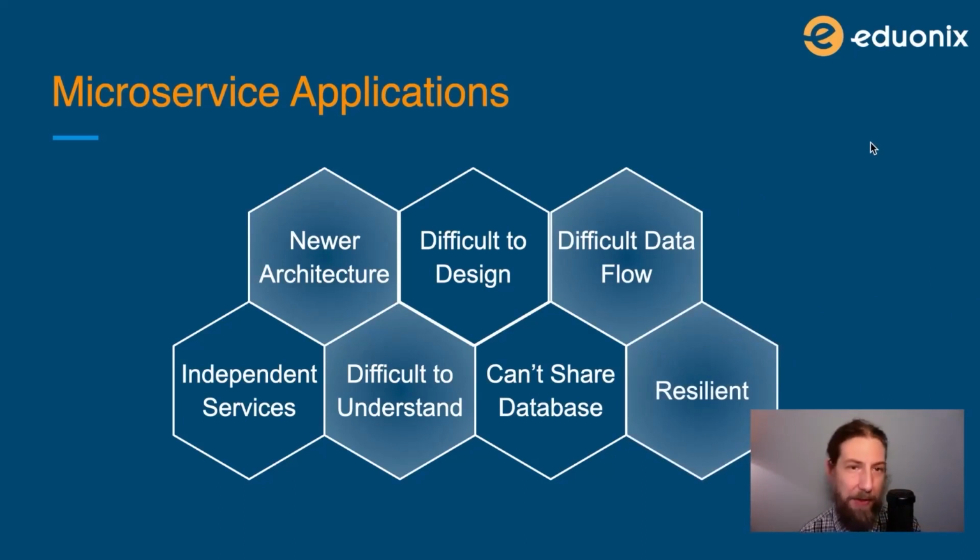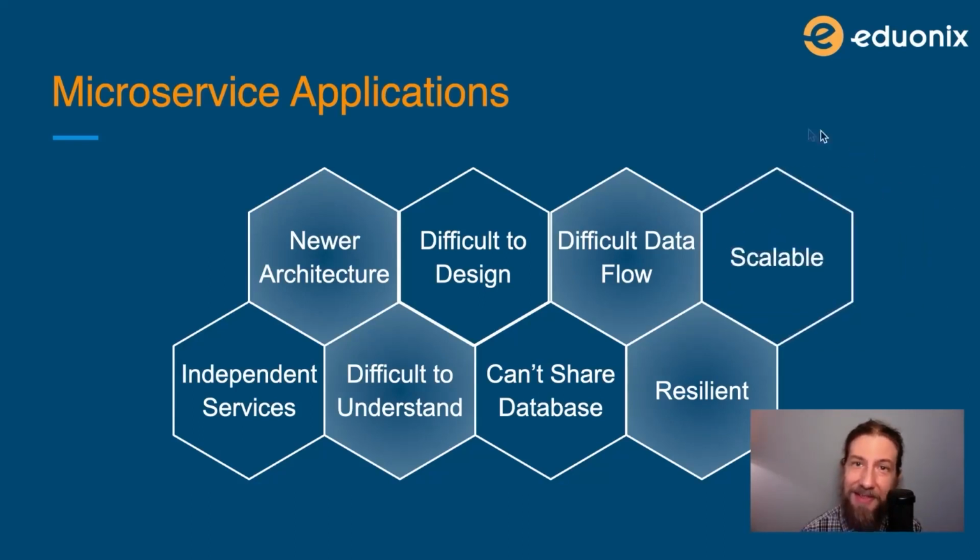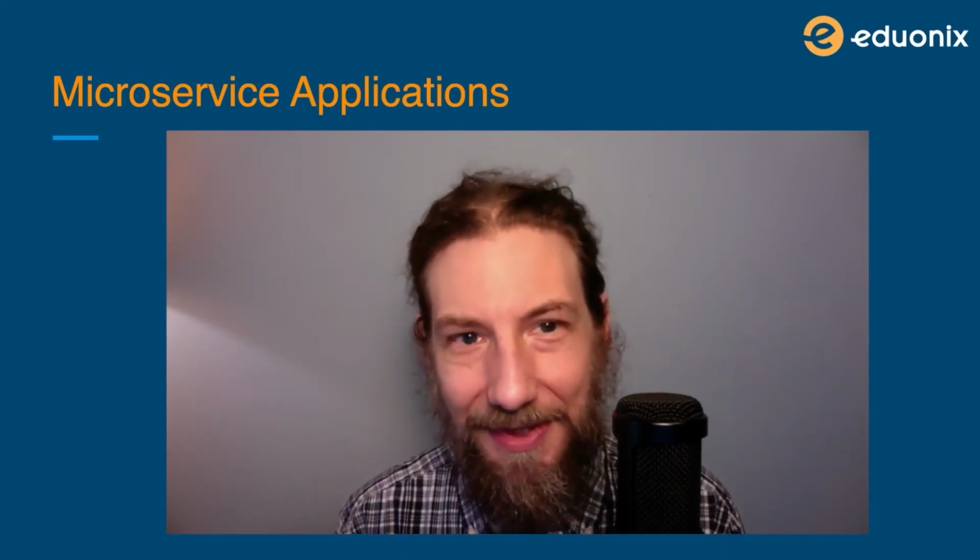But a microservice is resilient. If one part fails, the other microservices continue to operate. And they're easy to scale because you can break the microservices into their parallel parts and only scale the part that you need. All right. Thanks for listening. This concludes section 1 on microservices.